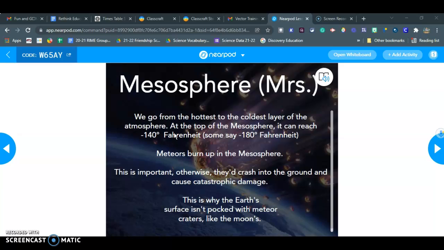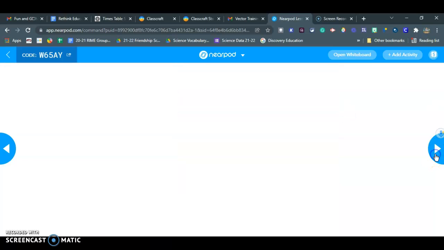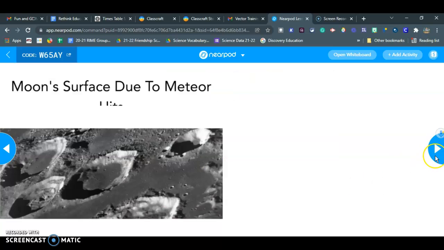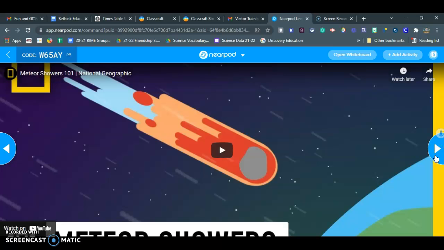So we've gone from the exosphere, the outermost layer, to the thermosphere with the aurora borealis, and now we're at the mesosphere, the middle layer where meteors burn up. That's extremely easy to remember. This could be what the surface of the Earth looked like if we didn't have that mesosphere protecting us, and this is the moon's surface, and this is where meteors have hit. And again, you'll be able to watch a video in class about that and kind of take some notes.